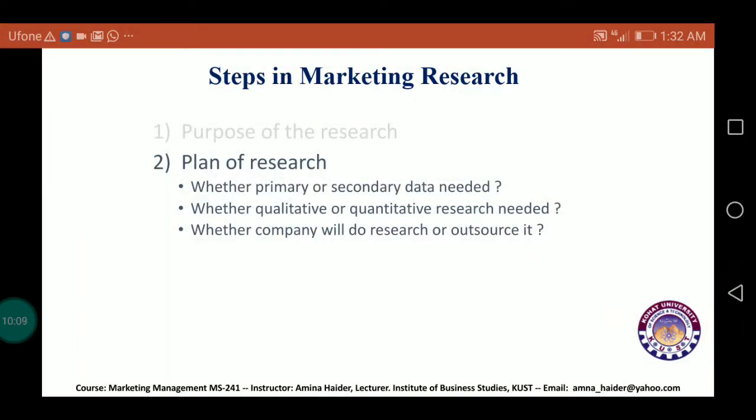Primary data is the one that is collected for the very first time. It can be collected through questionnaires, interviews, observations, focus groups, etc.